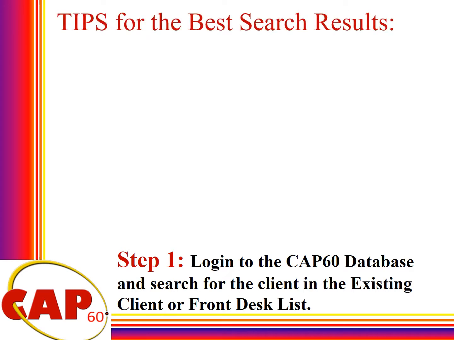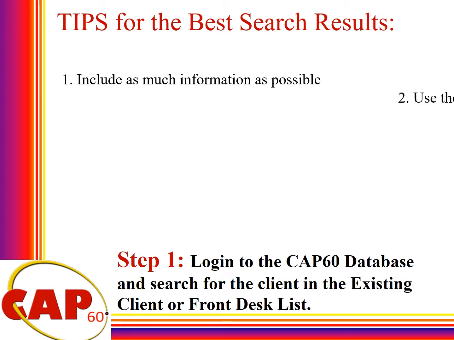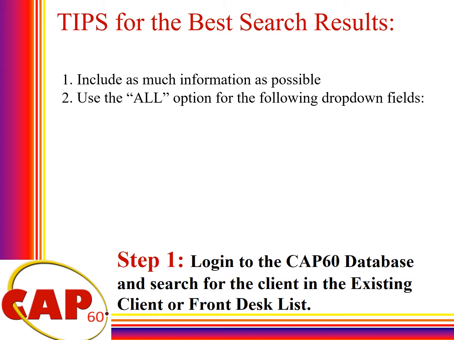Here are some tips for getting the best search results in the CAP60 database. 1. Include as much information as possible. Remember the CAP60 motto: the more information, the better. 2. Use the All option for the following drop-down fields: county, agency, and center name. This would aid you in generating more client information and minimize your search time.